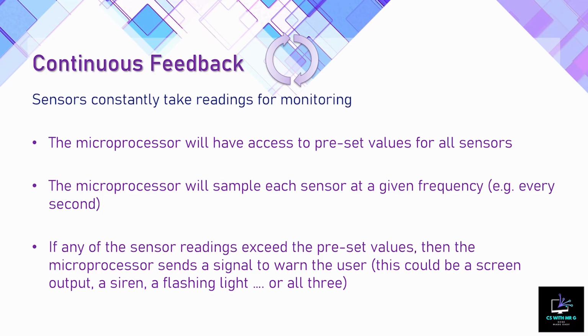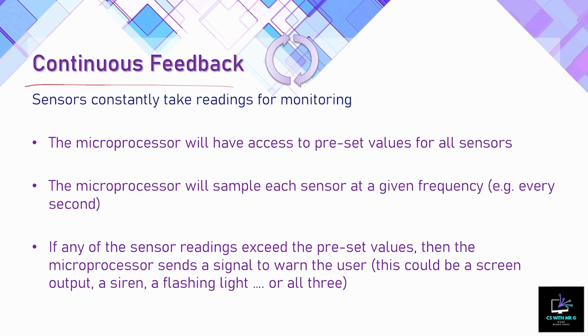Something else that's very important when it comes to these systems is this term continuous feedback, because what sensors do is they're constantly monitoring for any of the conditions that we've mentioned. So for example, a moisture sensor is constantly checking for moisture in soil. In an alarm system, if it's switched on, the infrared sensor is constantly checking to see if the light is broken. So the point is that continuous feedback is very important when it comes to sensors.